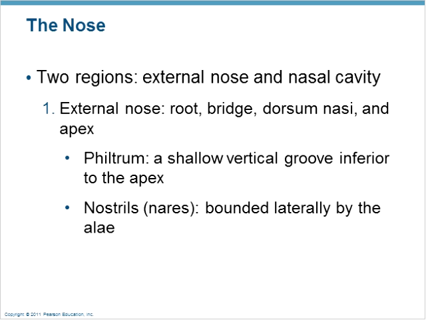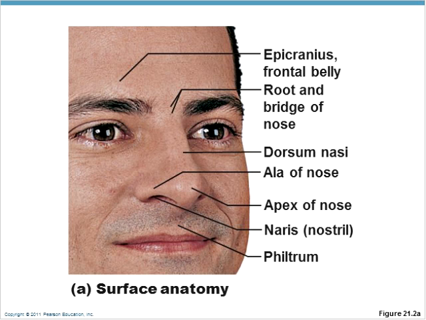There are two regions of the nose, the external nose and the nasal cavity. The external nose is made up of the root, the bridge, the dorsum nasi, and the apex. The philtrum, which is a shallow vertical groove inferior to the apex, is also part of the external nose. And the nostrils, which are really openings into the nose proper and are bounded laterally by the alae, and I'll show you those in just a minute.